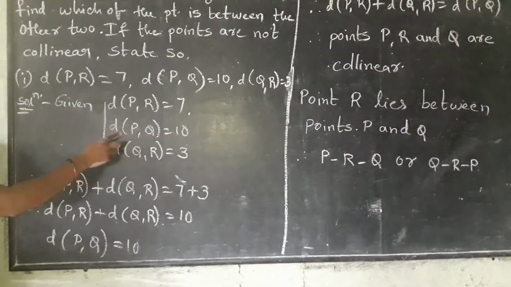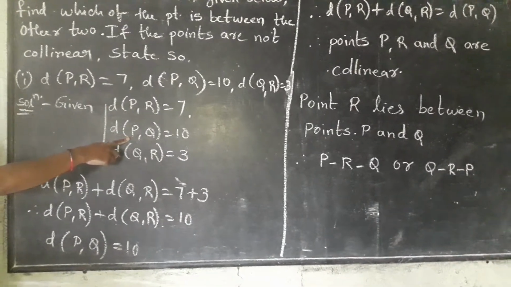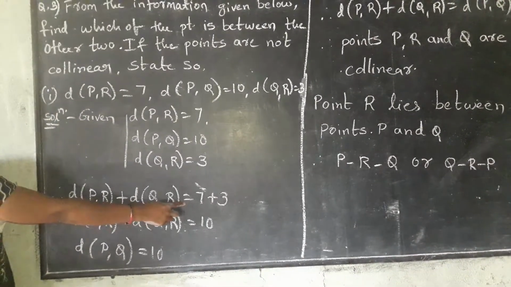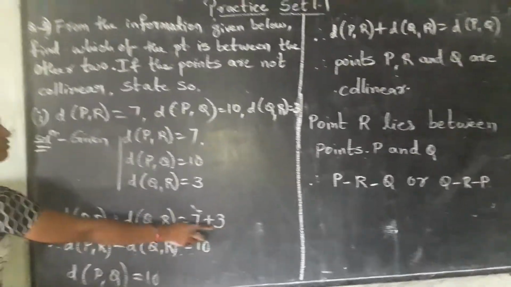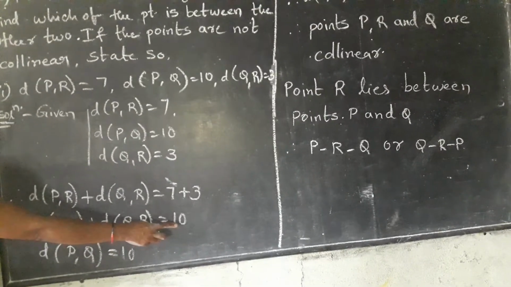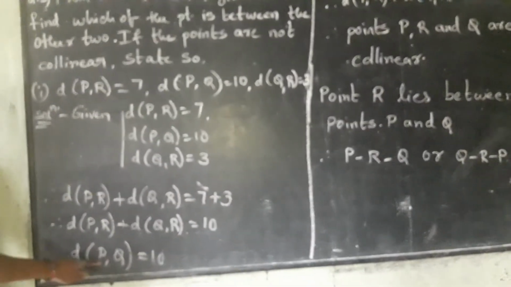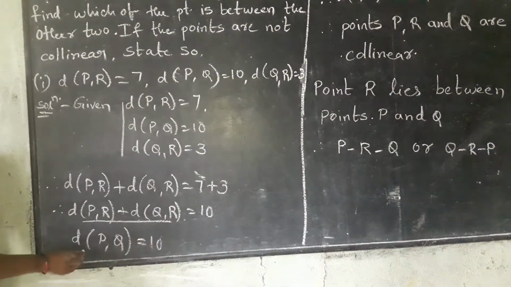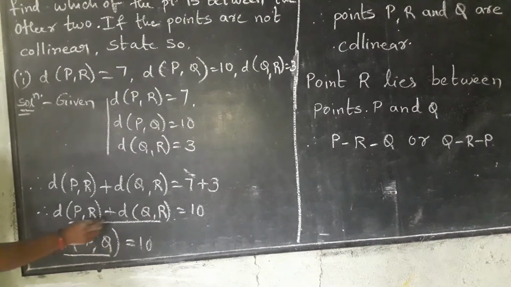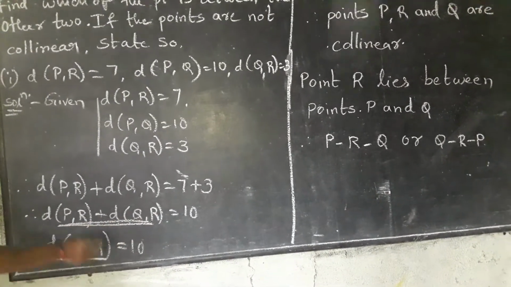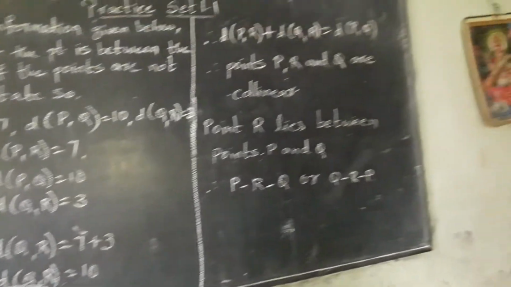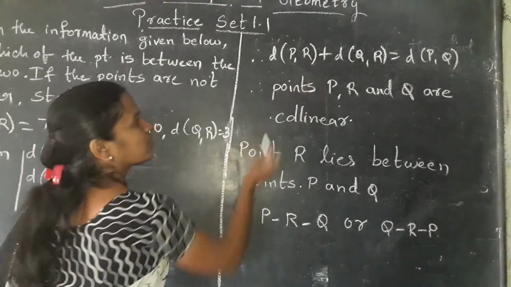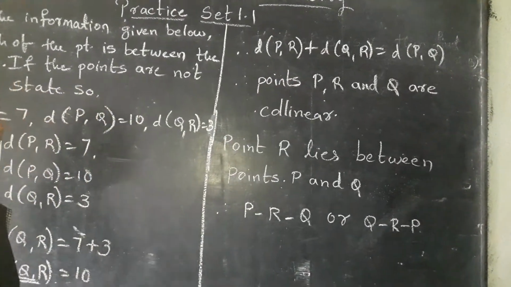Then 10 is nothing but the value of the distance of PQ. So distance of PR plus distance of QR is equal to 7 plus 3. If we add both these, we get 10, and this 10 is nothing but the distance of PQ. That means the addition of these two distances is equal to the distance of PQ. So we can write that distance of PR plus distance of QR is equal to distance of PQ.